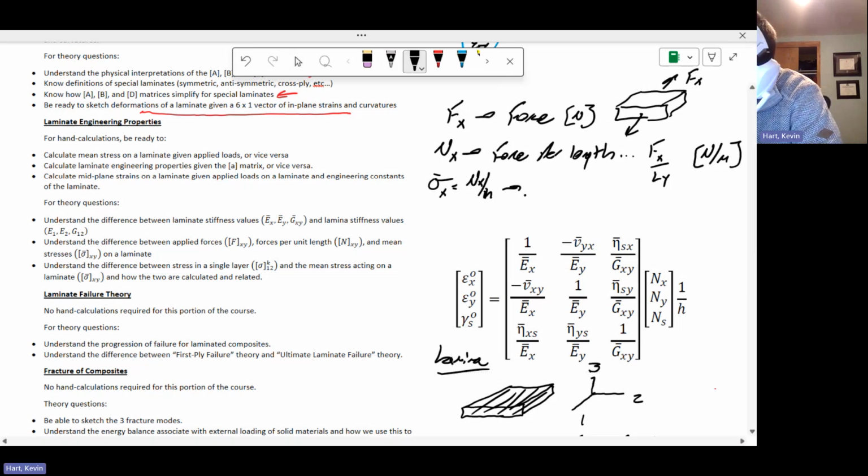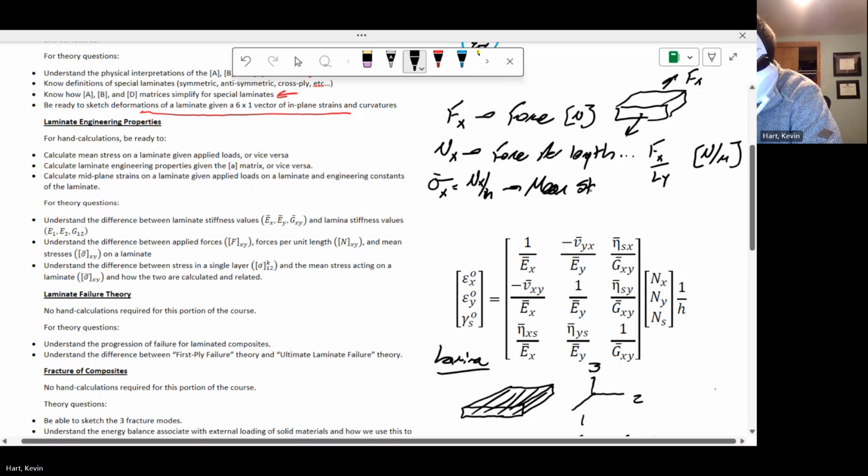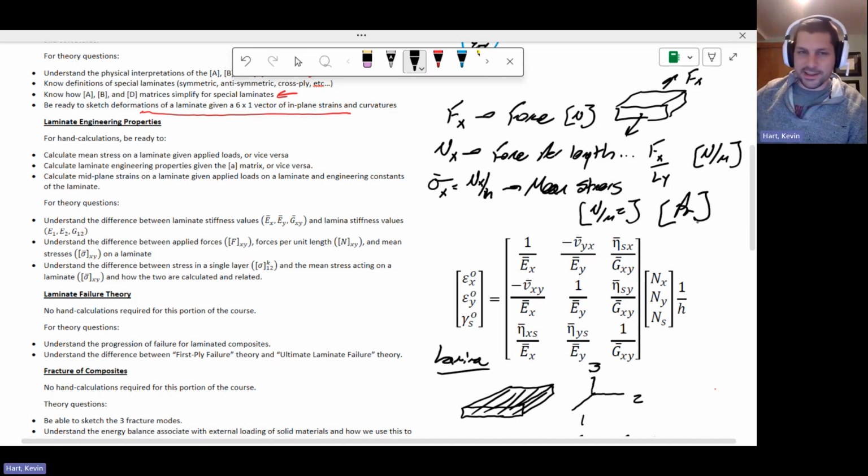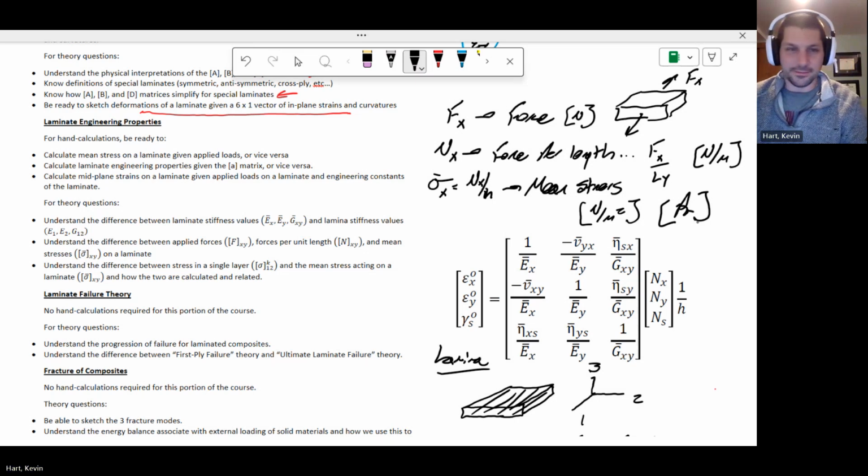And this is the mean stress. It's going to have units of newtons per meter squared, or what we know better as pascals. Right? Okay, so that's the difference between forces, forces per unit length, and stresses. And you can calculate all of them from each other if you know the appropriate dimensions to get you from one to the next. All right, so that's that.